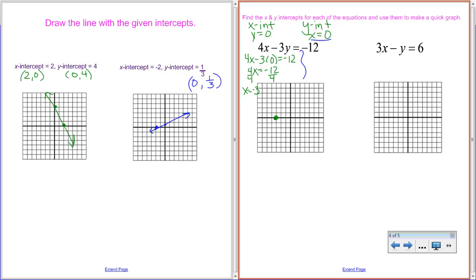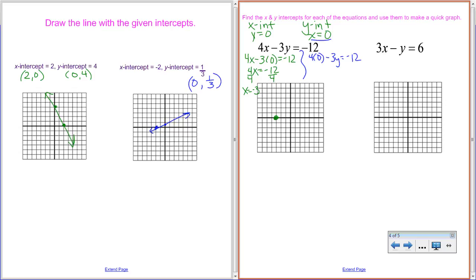So notice, guys, I didn't write on top of this equation, did I? No, because I need to use that whole equation a second time. I need to take 0 and plug it in for x. And then minus 3y equals -12. Now I lose this minus.